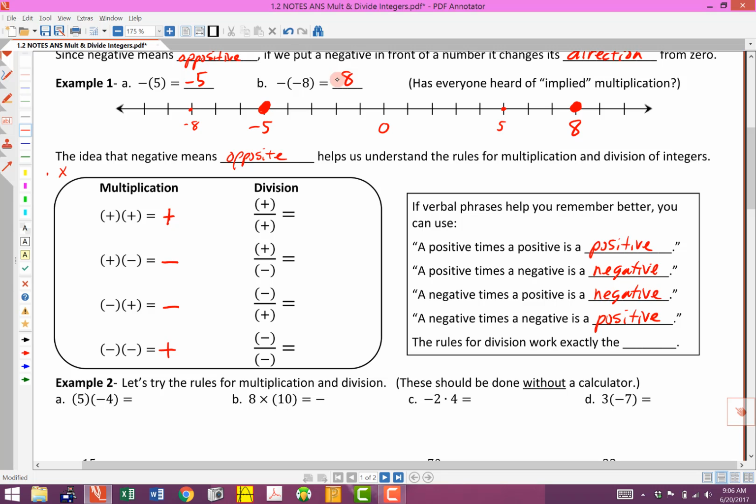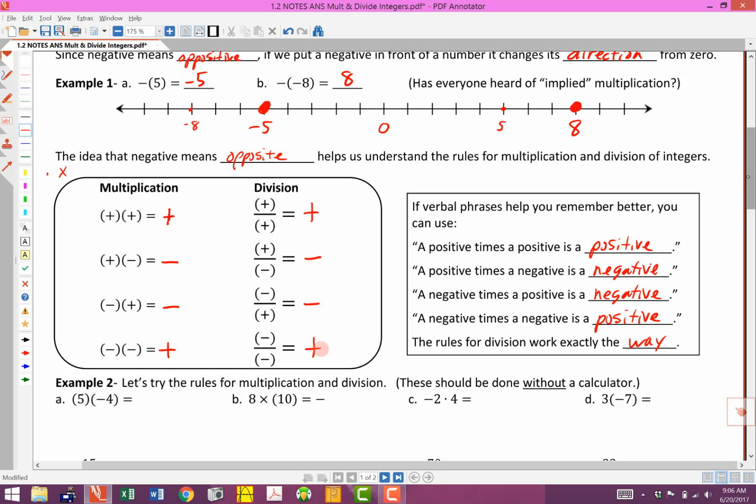Now what's cool about this is the rules for division work exactly the same way. So if we have a positive divided by a positive, we end up with a positive. If we have a positive divided by a negative, we end up with a negative. If we have a negative divided by a positive, we end up with a negative. And a negative divided by a negative ends up being a positive.